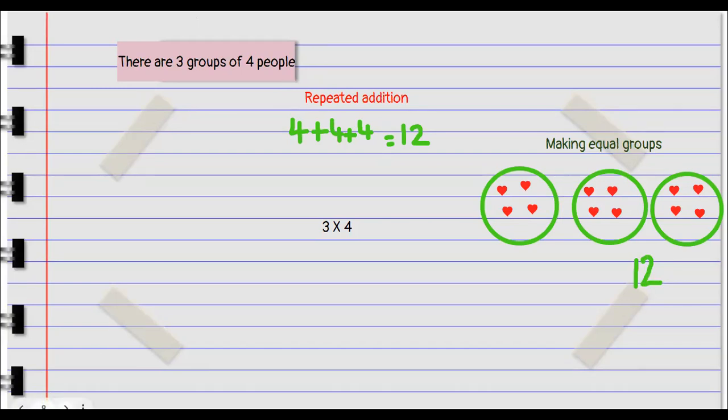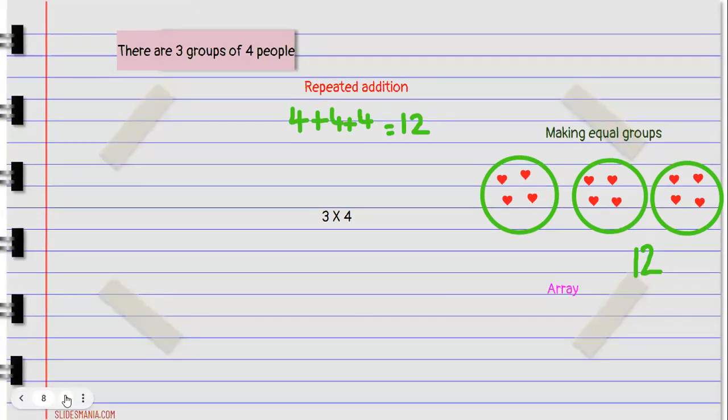Let's go to the third one. The third one says array. What is an array? What is the meaning of array? To know arrays, your prior knowledge should be that you should know what rows and columns are. Many times I've told you what rows and columns are, but I'm going to repeat here. The two factors are 3 and 4. You can take 3 as the number of rows and 4 as the number of columns. It's your choice. So let's make 3 rows first.